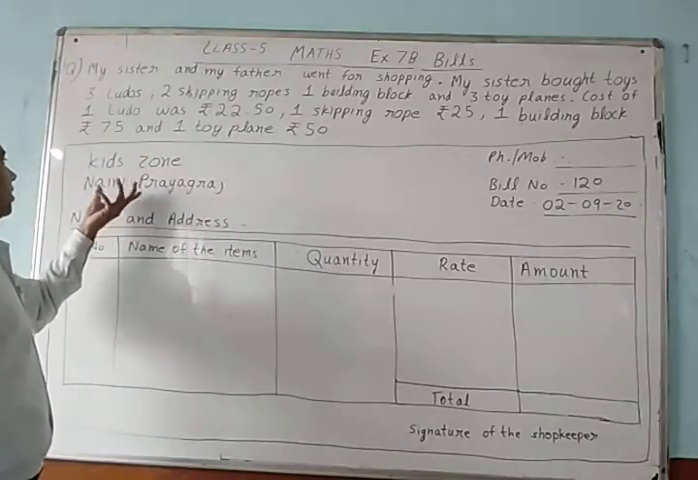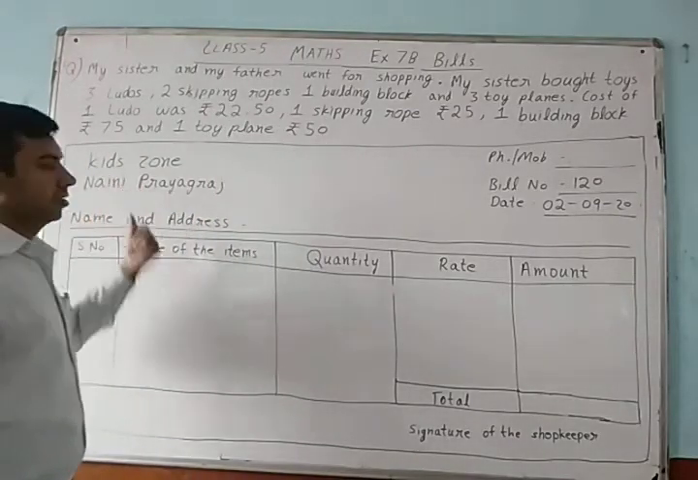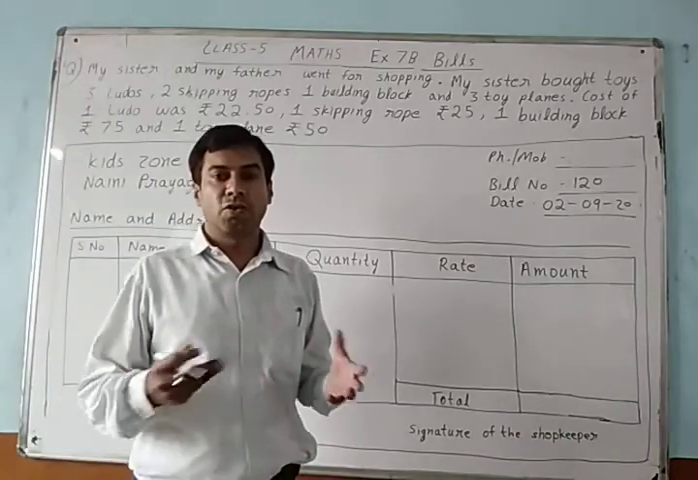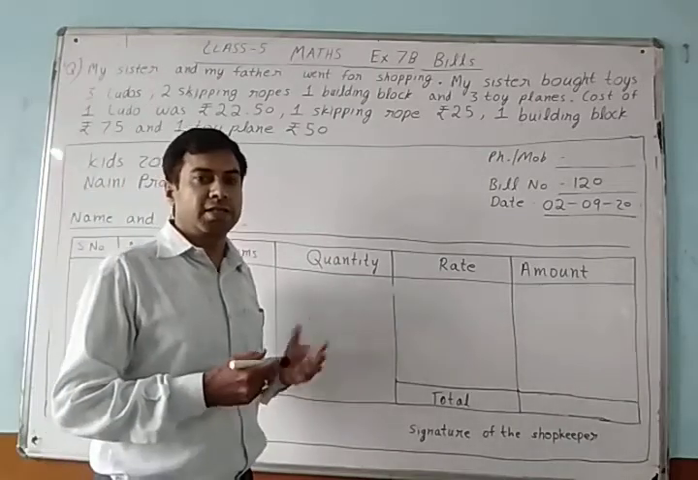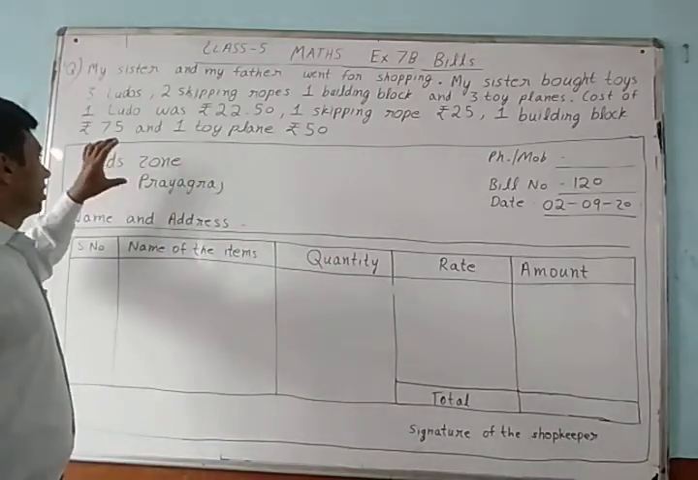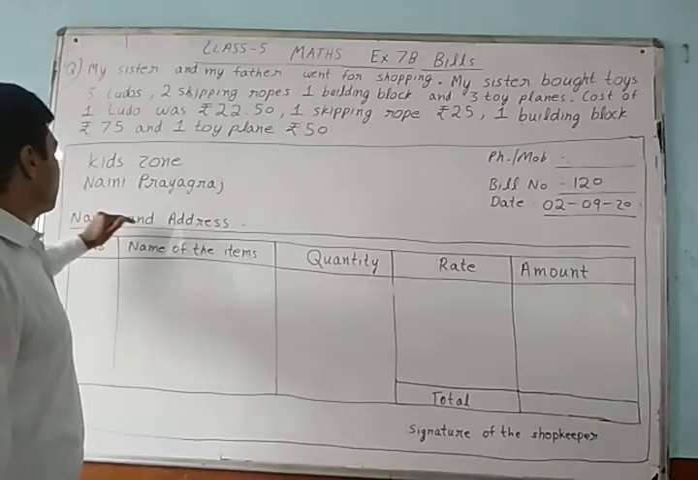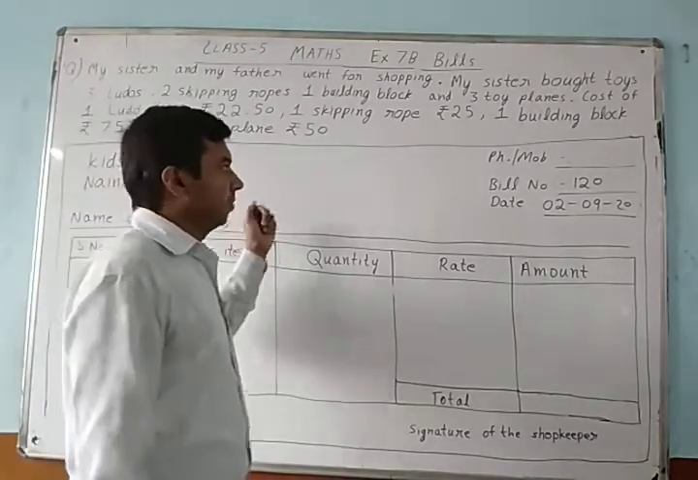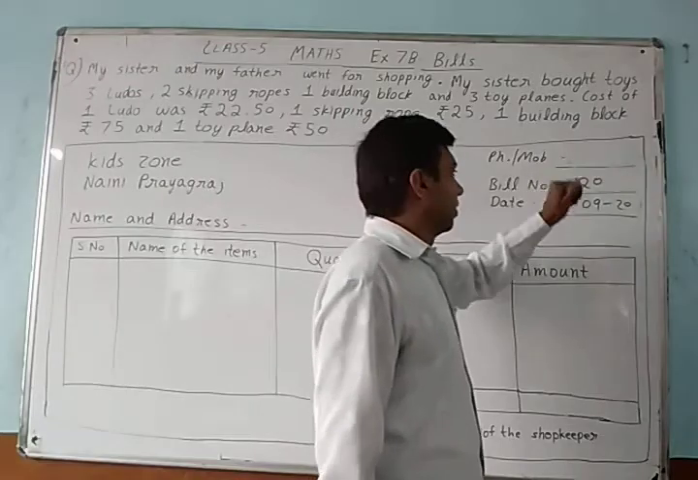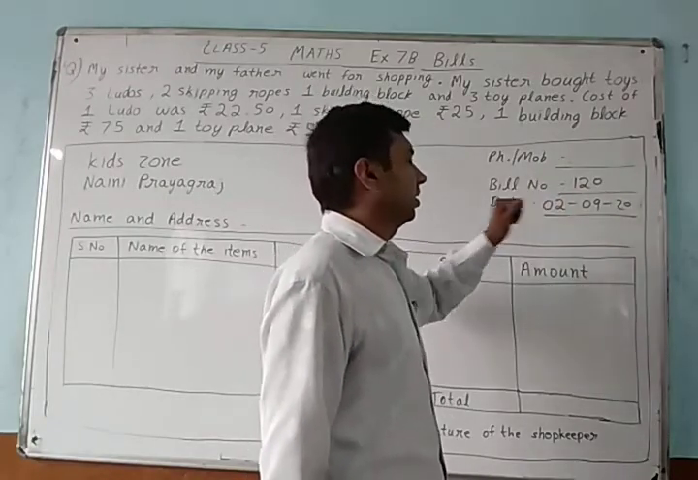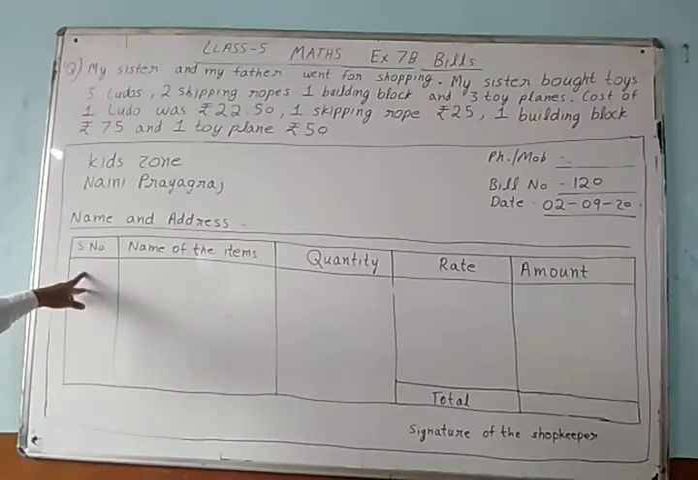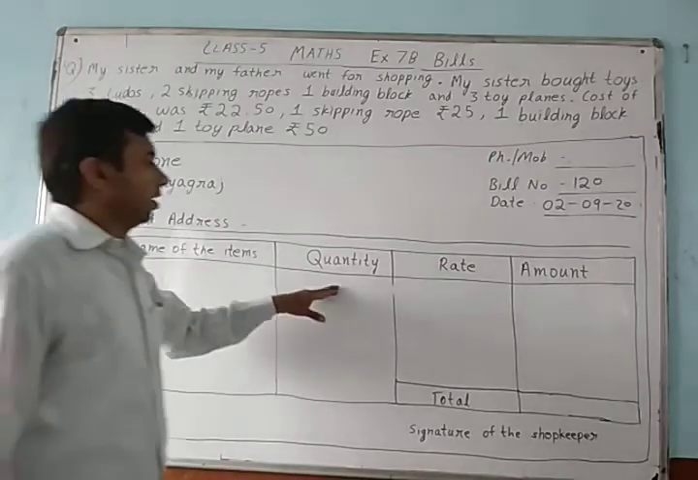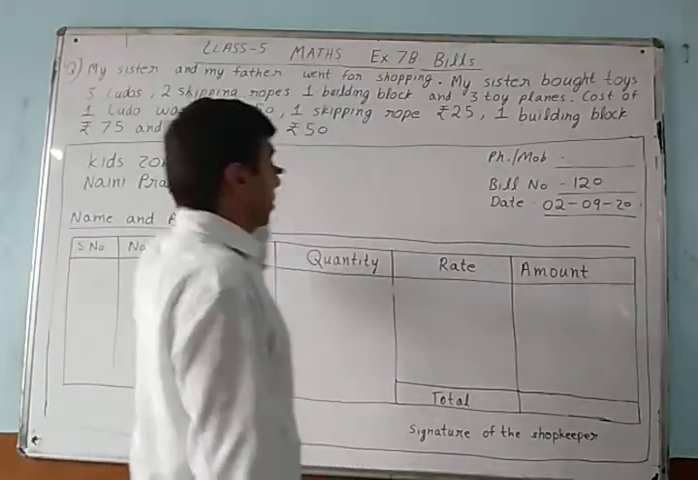Students, I have written here Kids Zone, Dainik Prayagraj. You can write your own shop from where you purchase these toys. You can imagine and write. I have written the name and address of the shop. Now for the name and address of the customer, you can write your own name. Now mobile number of the shop, bill number, date, purchasing date. Now students, see: serial number, name of the item, quantity, rate, amount.